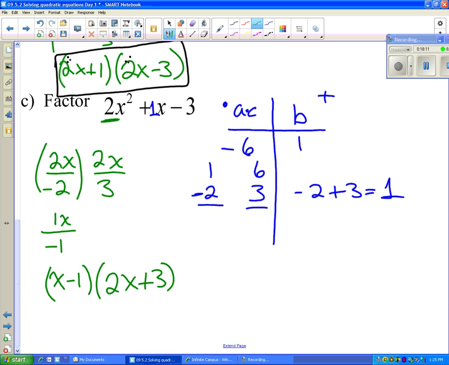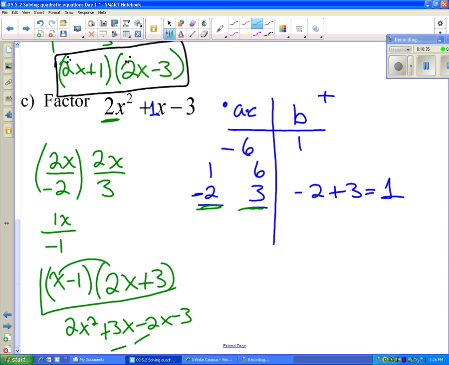If I were to check this by FOILing this out, I would get first of 2x squared, outer of 3x, inner of negative 2x, and last of negative 3. Again, I have my 3 and my negative 2. And if I add those, I get 2x squared plus x minus 3. So this is my answer. Those are your problems. That is your notes. I will see you in class tomorrow.